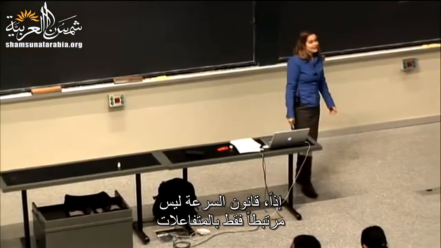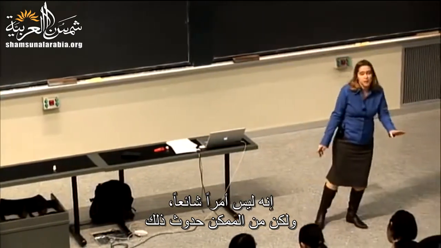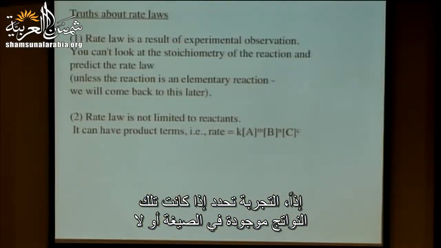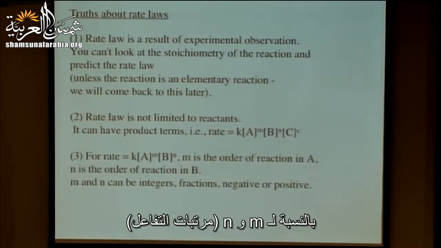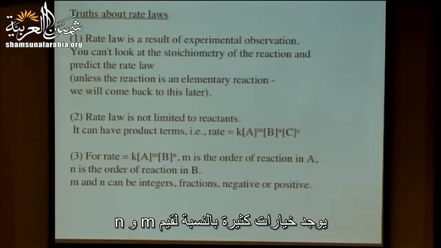So rate laws are not limited to reactants. Sometimes a product will show up. It's not that common, but it's possible. And again, it's experimentally determined, so the experiment would have to tell you whether that term is going to be there or not. So occasionally you'll see a product term in a rate law. In terms of m and n, the orders of the reaction, m and n can be integers, whole numbers, or fractions, negative or positive. Lots of options for m and n.